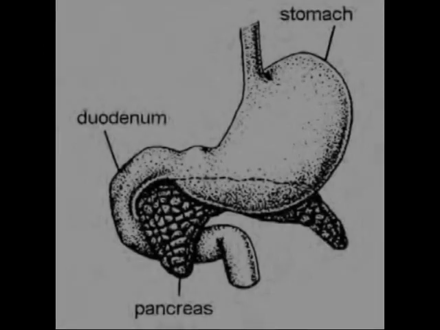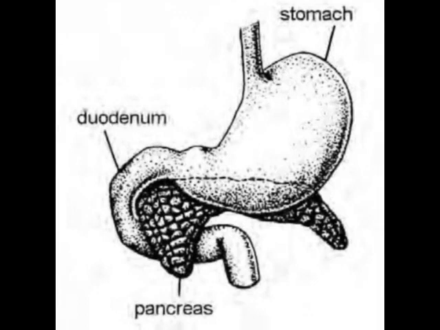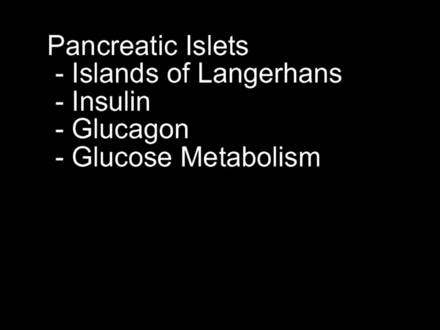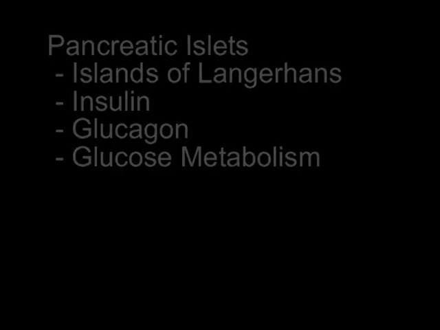Let's talk about the pancreatic islets or islands of Langerhans. Within the substance of the pancreas are distributed small groups of cells known as islets. Although the pancreas is a ducted gland of the digestive system, these isolated islets are in fact ductless glands. Insulin and glucagon are the 2 most commonly recognized hormones of the islets. These hormones are involved with glucose metabolism.